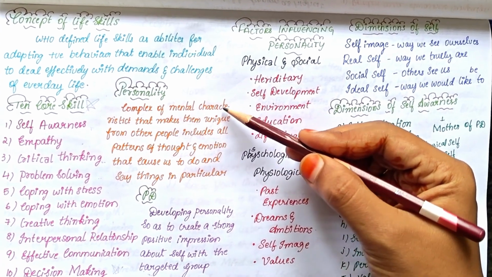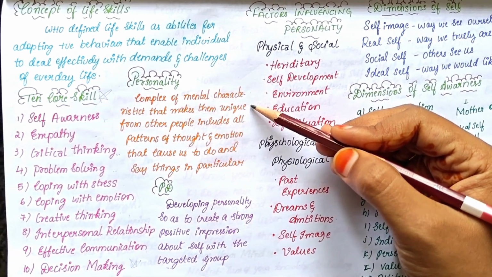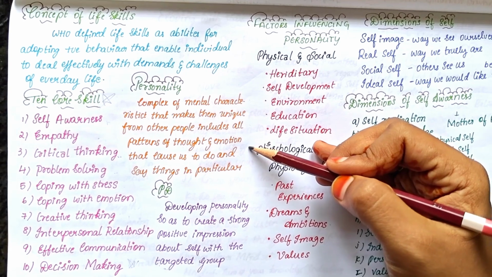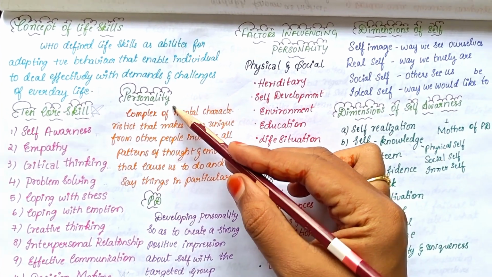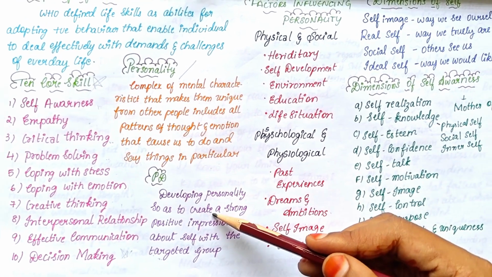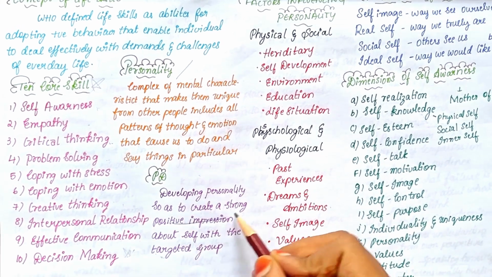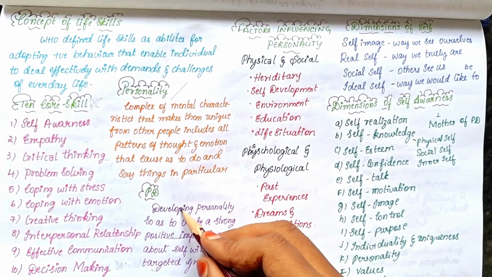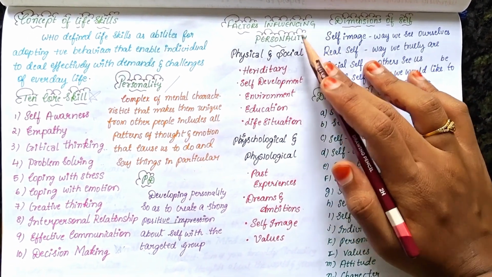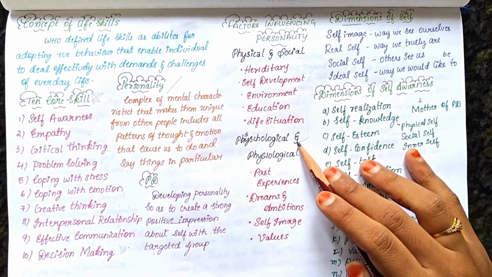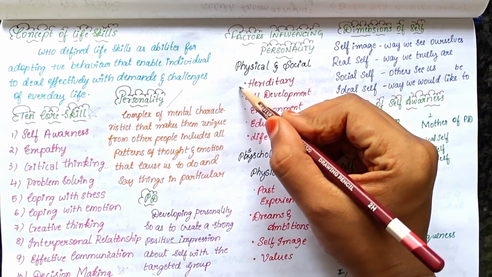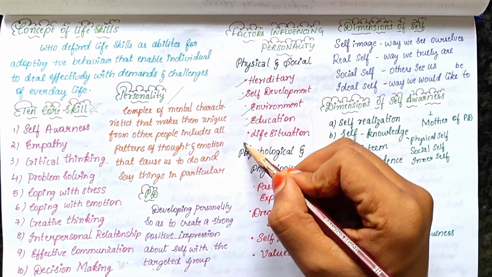So, personality is the complex of mental characteristics that makes a person unique from other persons, including all the patterns of thoughts and emotions that cause us to do and say things in a particular way. What is personality development? Developing personality so as to create a strong positive impression about oneself with a targeted group is known as personality development. There are different factors which influence personality development, categorized as physical and social, and psychological and physiological. Physical and social include heredity, self-development, environment, education and life situation.